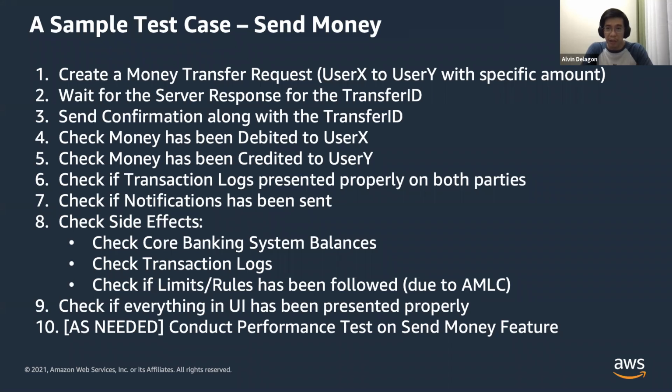In addition, there are things that the user doesn't see. Our QAs are tasked to also test side effects. Side effects such as checking the core banking system if the balances are correct, checking the transaction logs, and making sure that the transaction logs are being instrumented for the data analytics team for analysis later. And one of the hardest things to implement is the anti-money laundering rules.